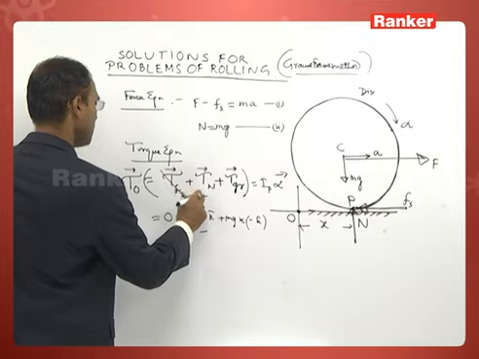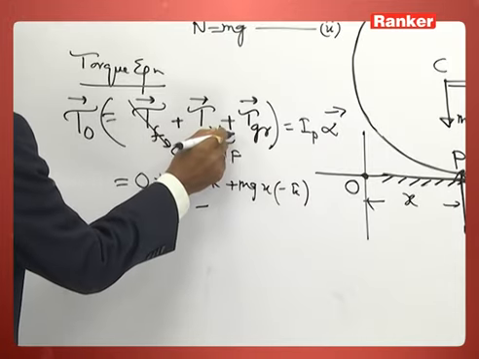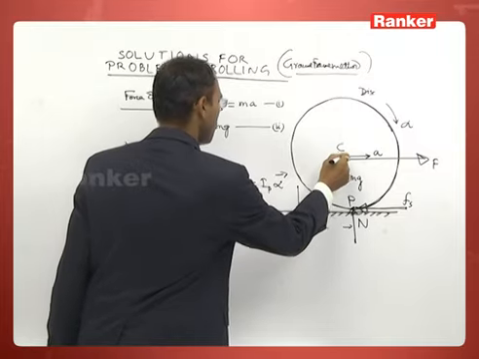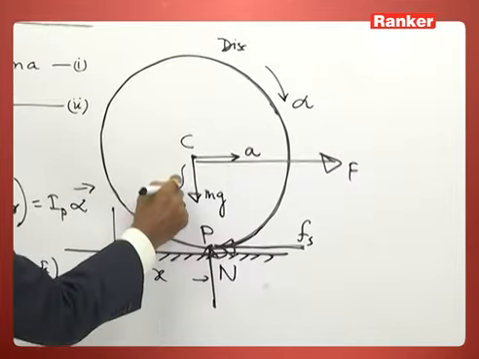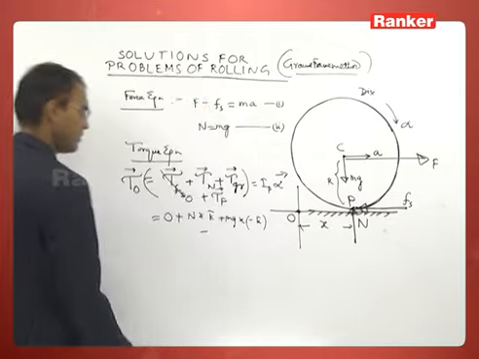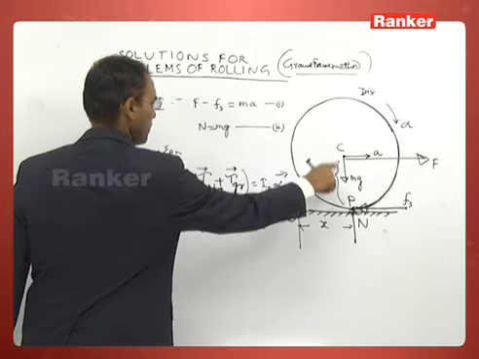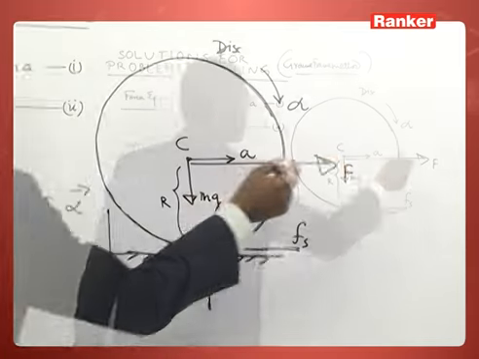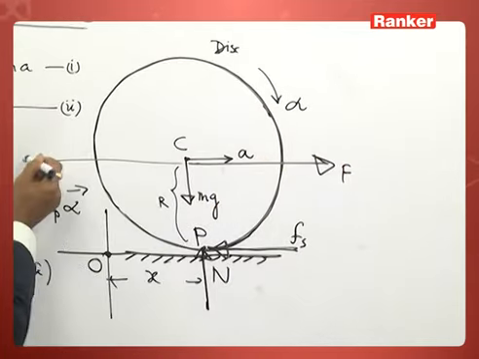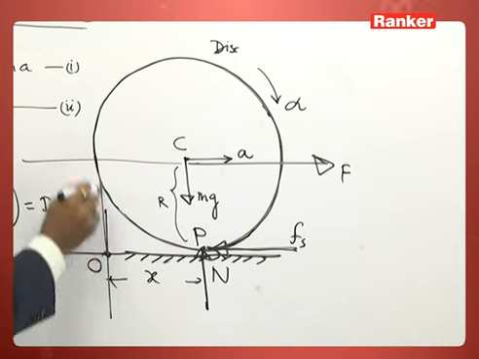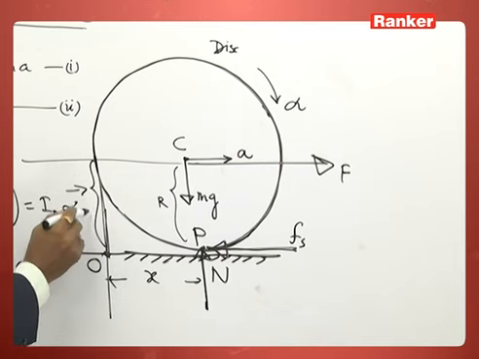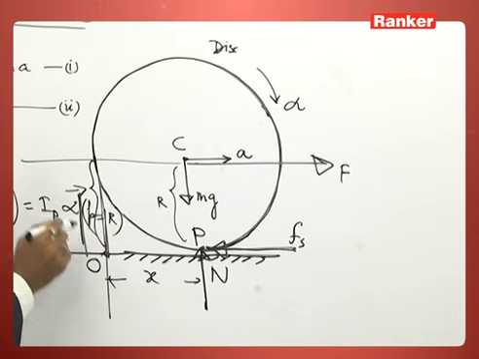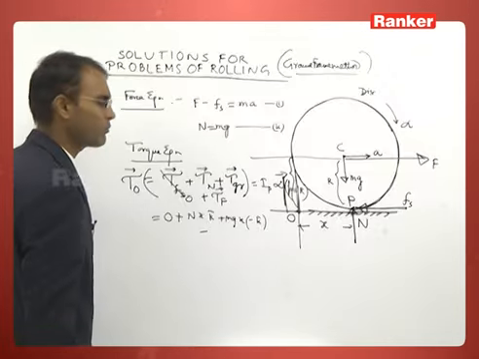And the torque produced by the applied force also we have to add. This force will produce a torque about this point. How much? F into this perpendicular distance. This is the line of action of this force. From this point, the perpendicular distance is small phi, that is none other than the radius of the rolling body.